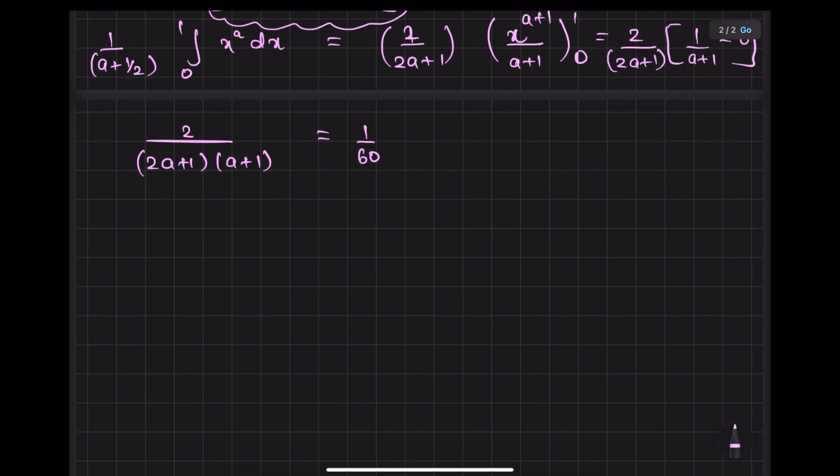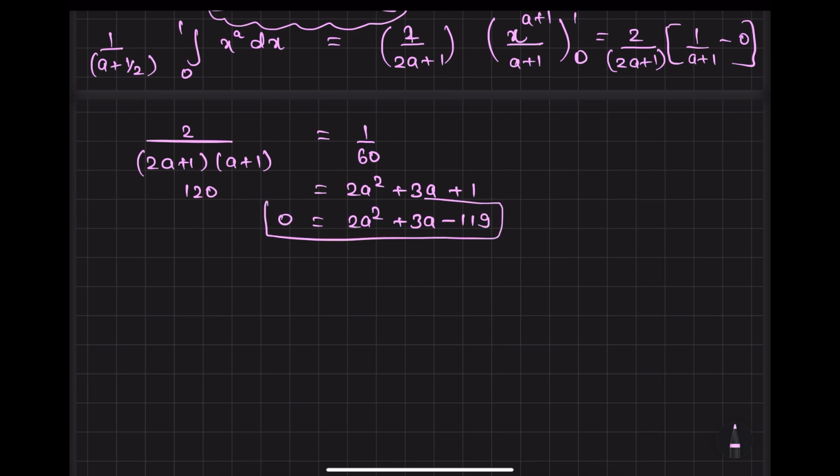Now you have to manipulate both the situations to find the value of a. For that we will do cross multiplication. So it is 120 and this is 2a square plus 3a plus 1. Now I will take everything to the right hand side, so we are left with 2a square plus 3a minus 119.